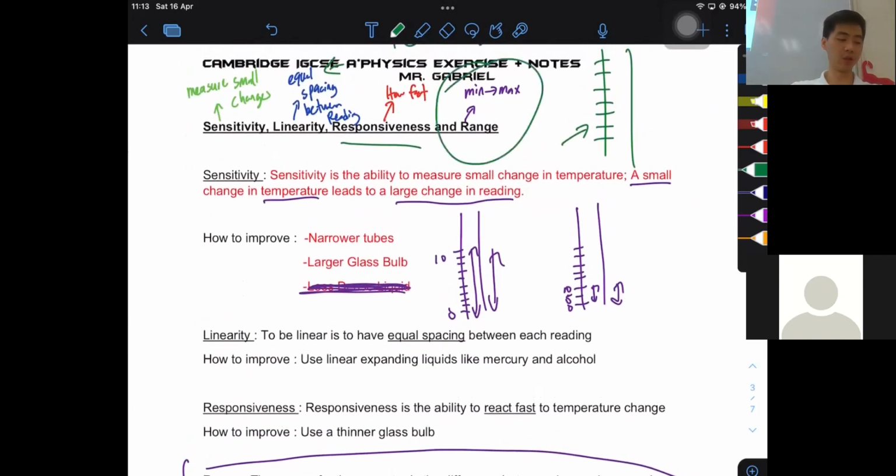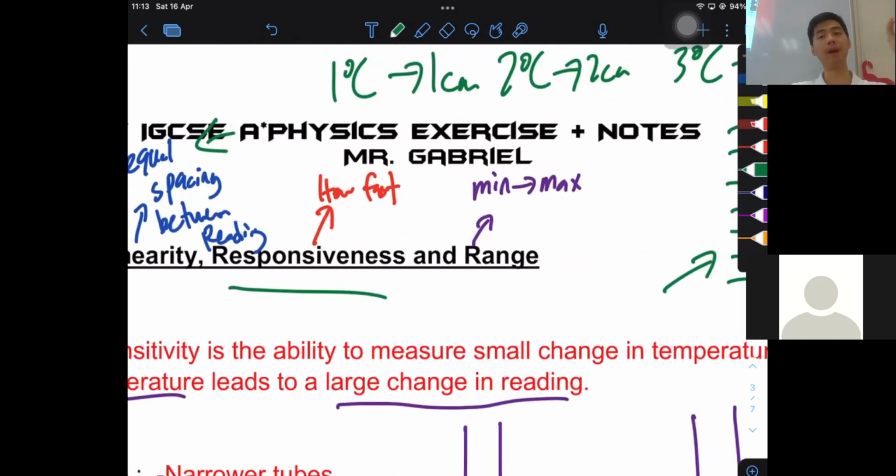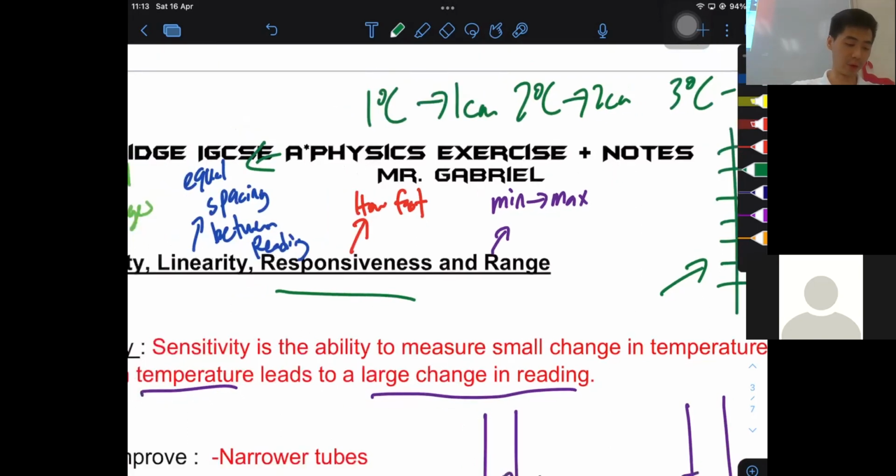And range is essentially, like the name suggests, the difference between the maximum and the minimum reading, right? For example, if I have 0 to 100 degrees Celsius, the range is okay. If I have negative 100 to 200 degrees Celsius, the range is much better. If I have 10 degrees Celsius to 40 degrees Celsius, I can say that the range is pretty poor. So that's the difference of range you should know. It's basically just the minimum reading to the maximum reading. That is essentially the range, okay?